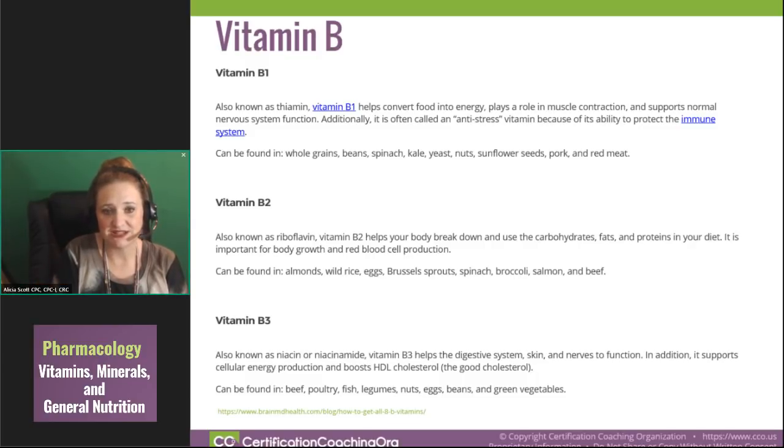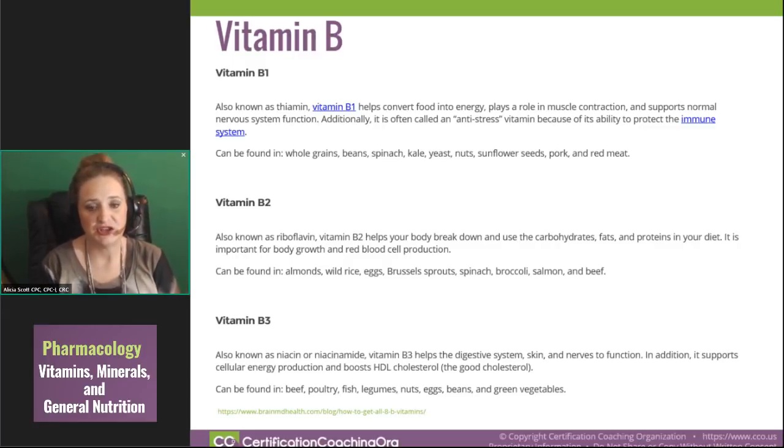It helps with the immune system. Okay, and this is what I also wanted you to see in this format: where it can be found. Whole grains, you're going to get B1. You'll see spinach a lot on the B because it's heavy in B vitamins. But look at this, red meats and pork have B1.